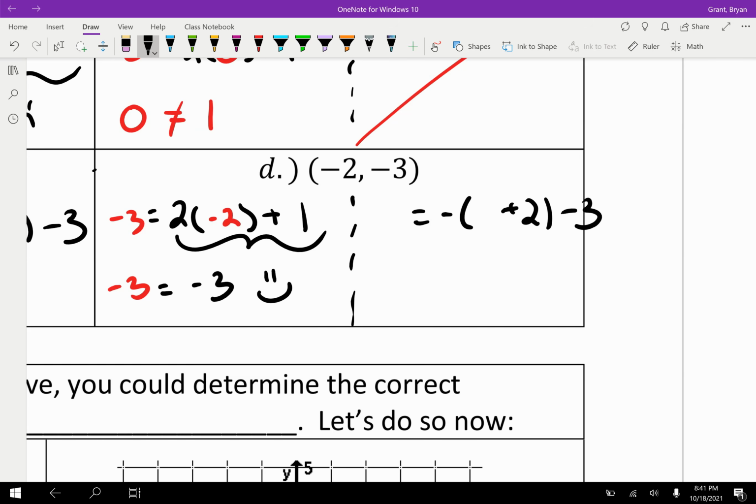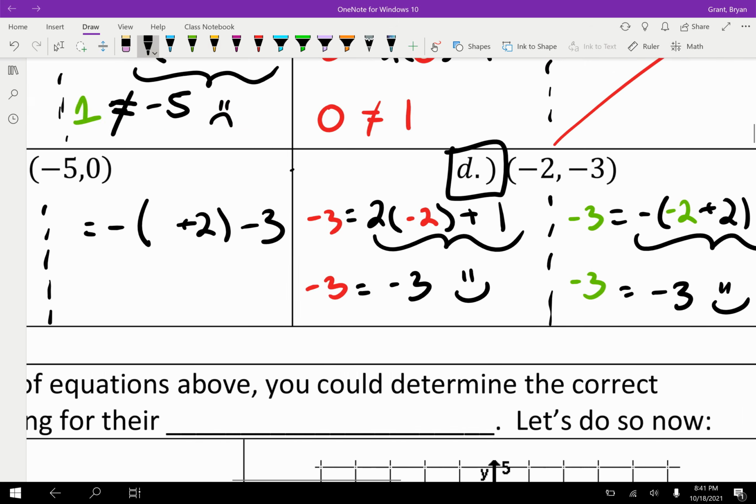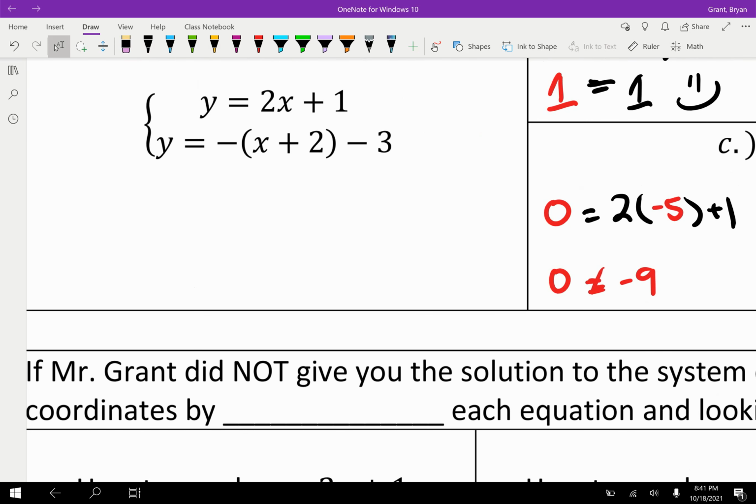Let's try the second one. Second one, we have negative 2 for x, negative 3 for y. Nothing's changing on the left side. The right side, some mental math. Negative 2 plus 2 is 0. Negative 0 is still 0. 0 minus 3, negative 3. Ooh, this one worked too. Oh, that's so exciting. This point, negative 2, negative 3, is a solution, maybe there are more, is a solution to the system of equations.